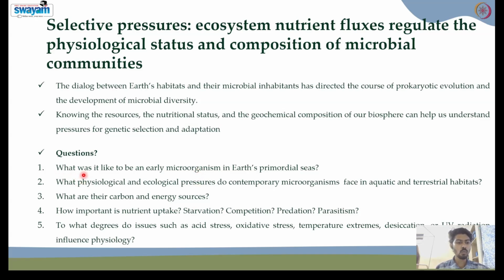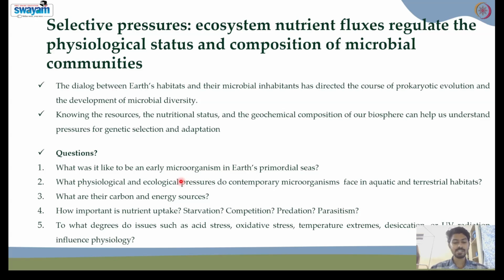First, what was it like to be an early microorganism in the Earth's predominant seas? And what kind of pressure, either physiological or ecological, did the microorganism face in either an aquatic or terrestrial habitat? And in that particular habitat, what carbon and energy sources were available for them to drive the metabolism? And how important is their nutrient uptake?